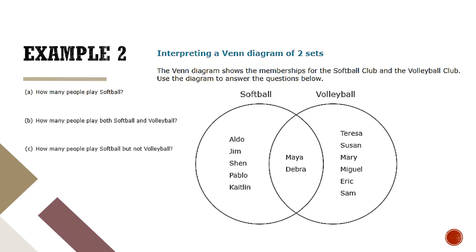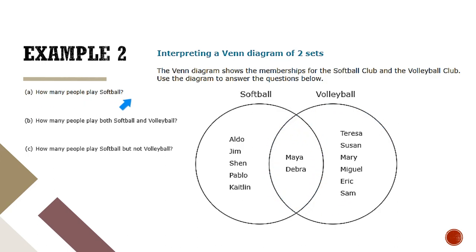So let's go ahead and interpret a Venn diagram of two different sets. So we have softball and volleyball, people playing that. This diagram shows members of the softball club and volleyball club. Use this diagram to answer the following questions. So these are people who are in the sport of softball. These are the people in the sport of volleyball. And then where do they overlap? They both are doing that.